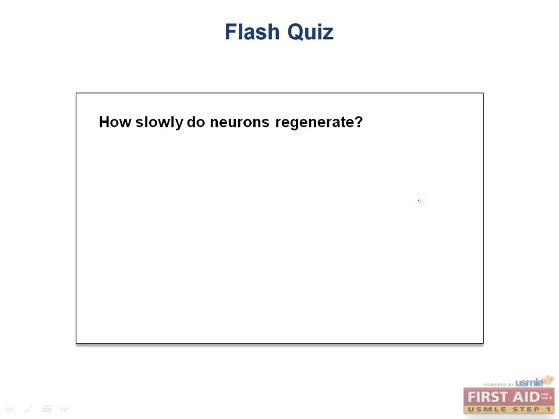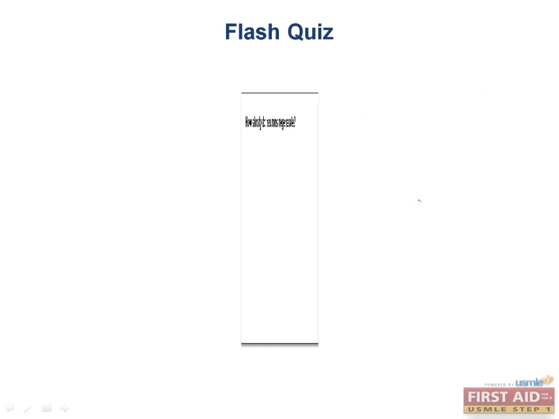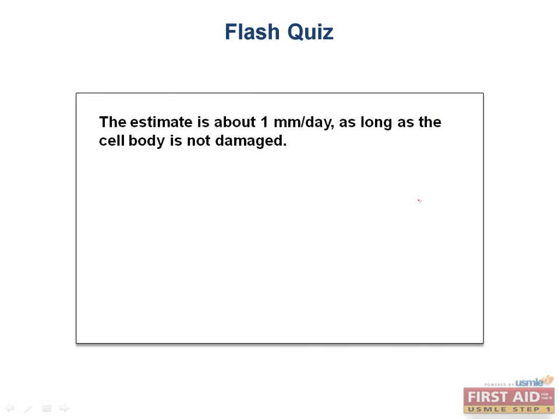Okay, I think it's definitely time for a flash quiz. So, how slowly do neurons regenerate? The estimate is about 1 millimeter per day as long as the cell body is not damaged, and that's key.